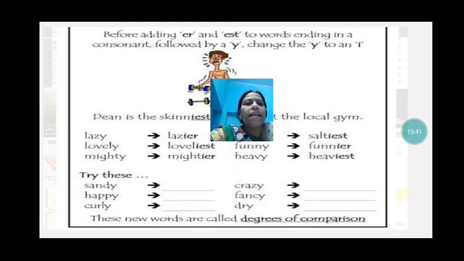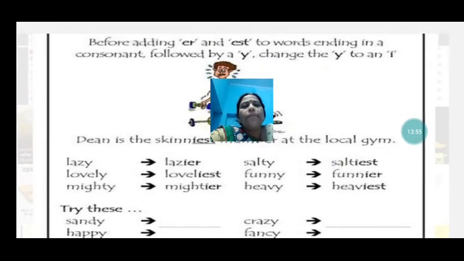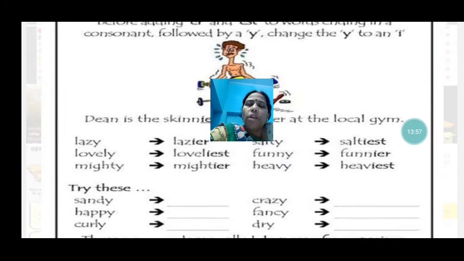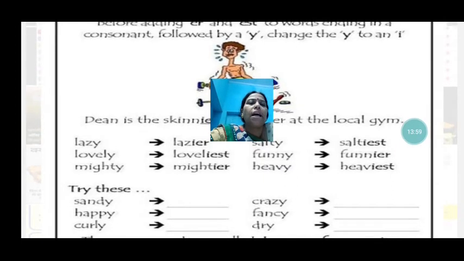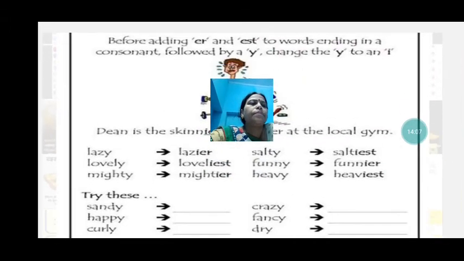So here sandy, sandier, sandiest, happy, happier, happiest, curly, curlier, curliest, crazy, crazier, craziest, dry, drier, driest. So here you have to use degrees of comparison. So IER you will use. Sandy, sandier. So remove Y and add IER. Happy, happier, remove Y and add IER. Happier.